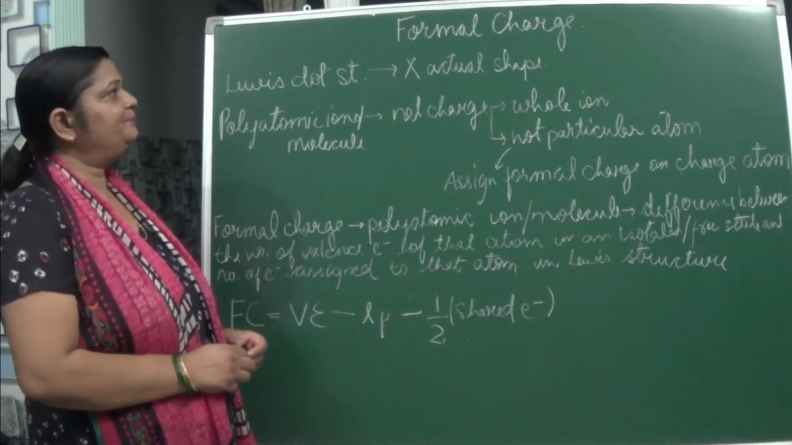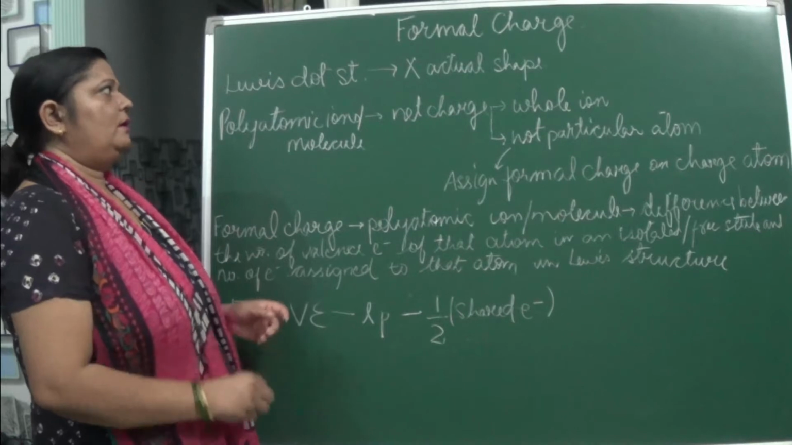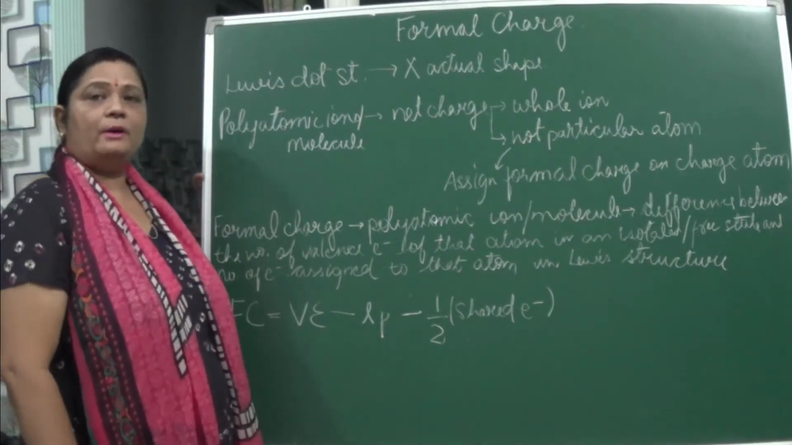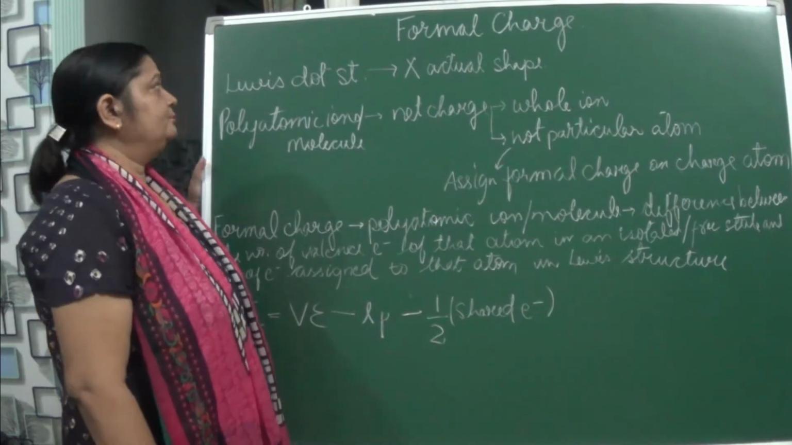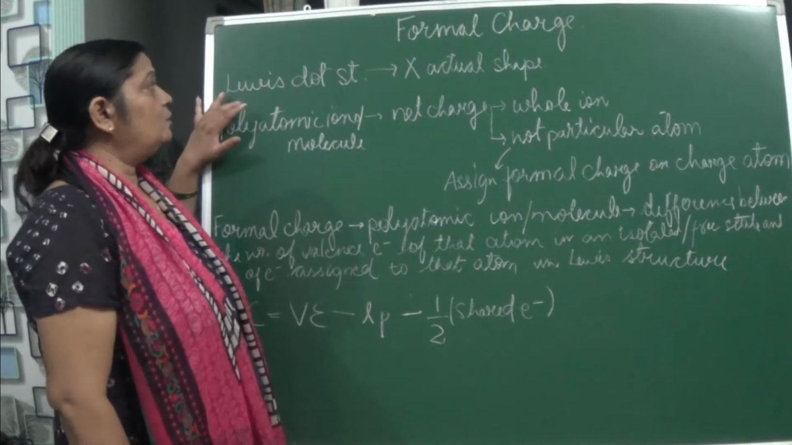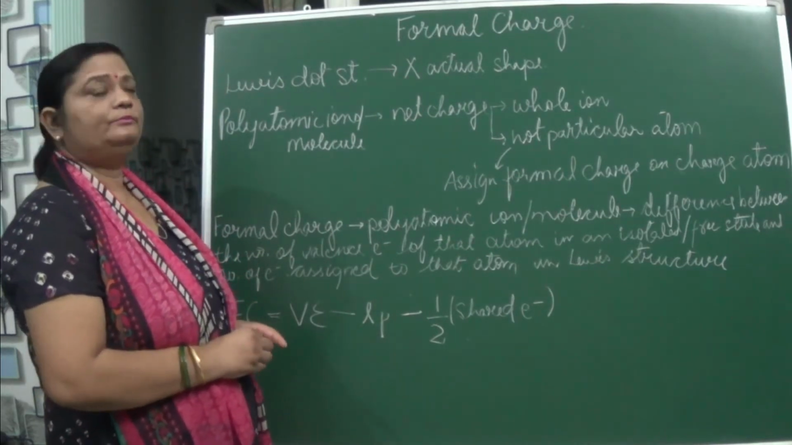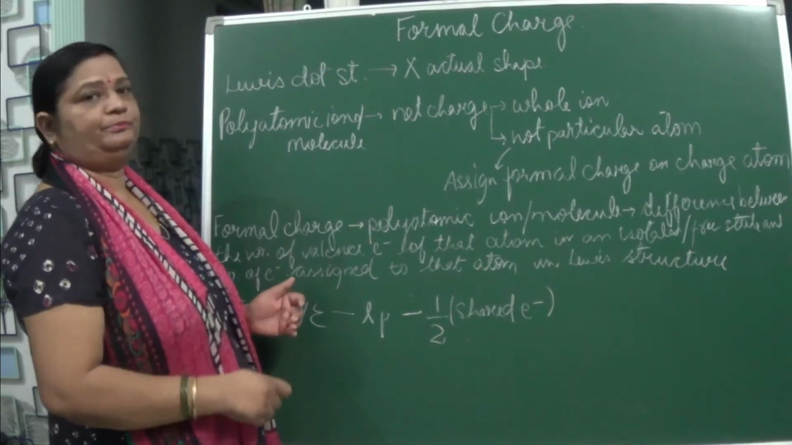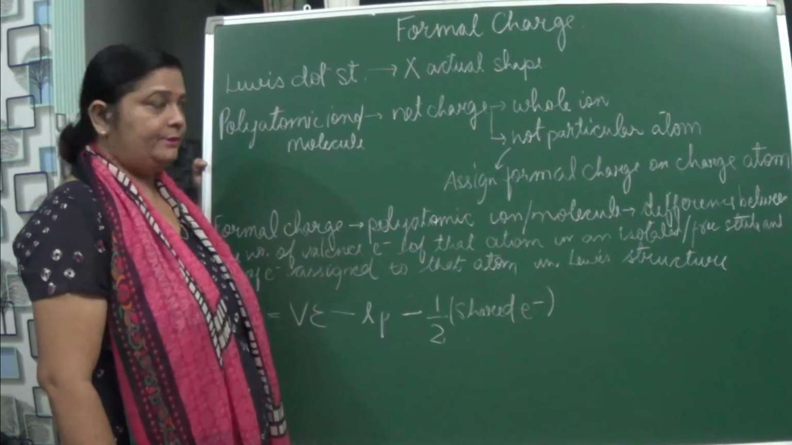Hello students, we are going to study formal charge today, okay? So, we had studied about electrovalent bond, covalent bond, coordinate bond, isn't it? Lewis dot structure, isn't it? Does this Lewis dot structure tell about the actual shape of the molecule or that ion? No, it doesn't say, okay? It can't say about the actual shape, okay?